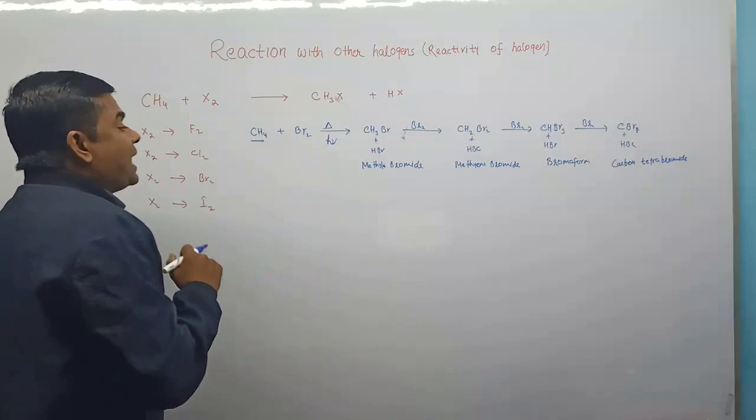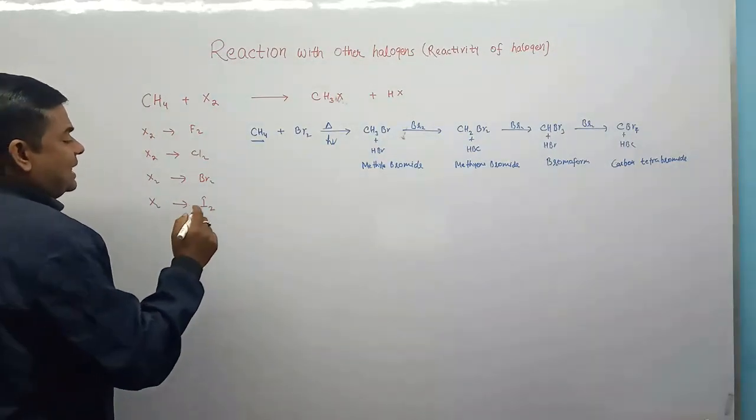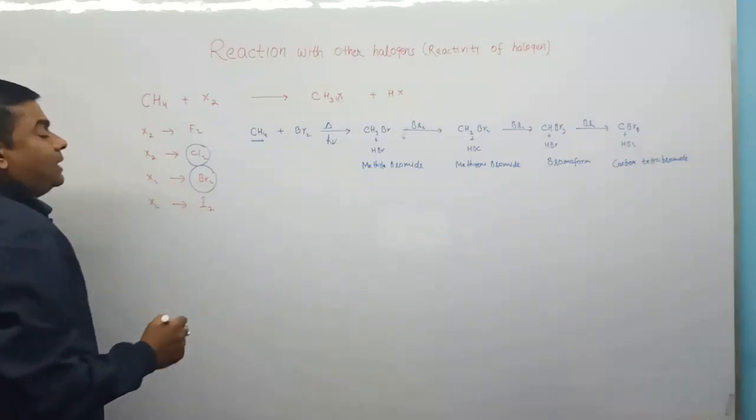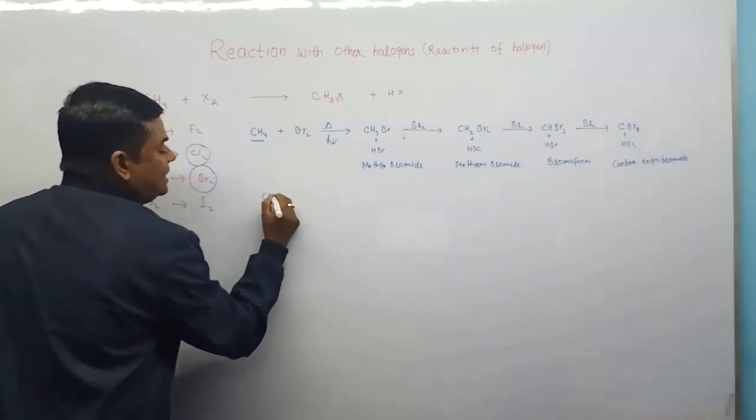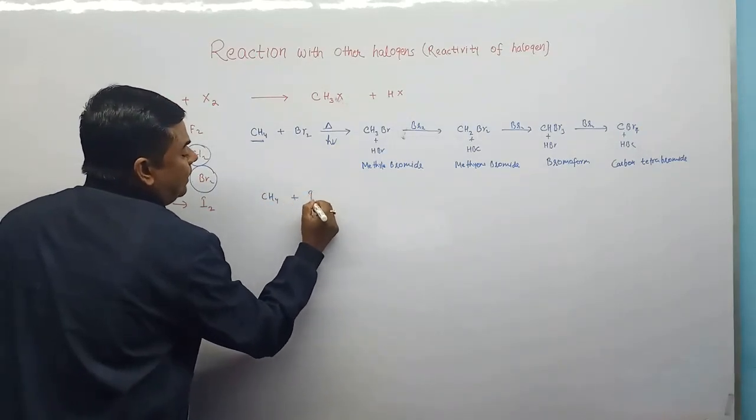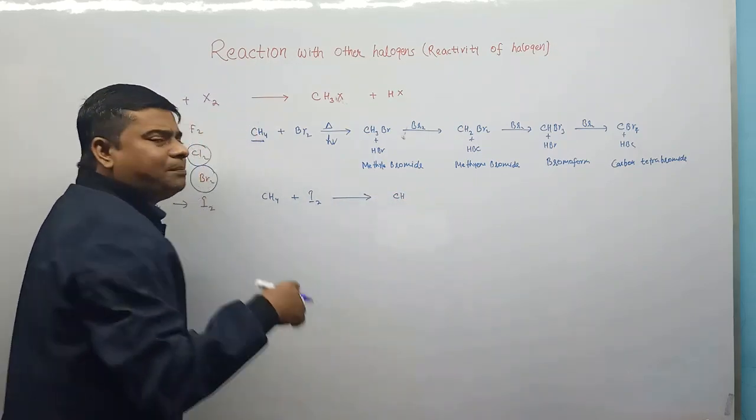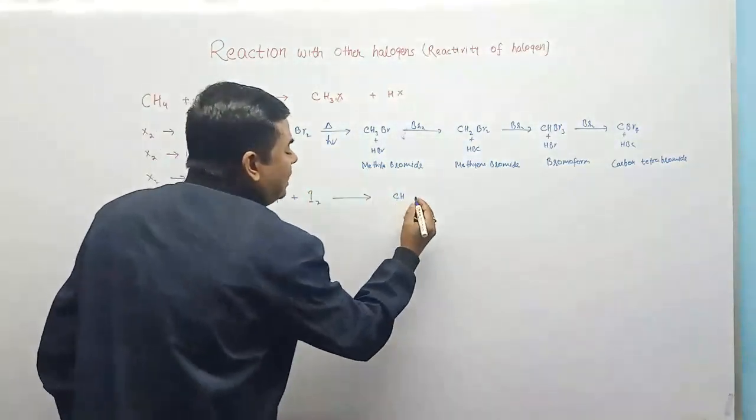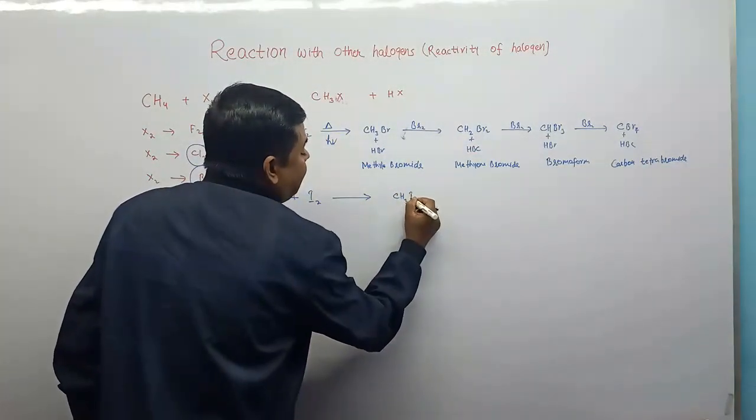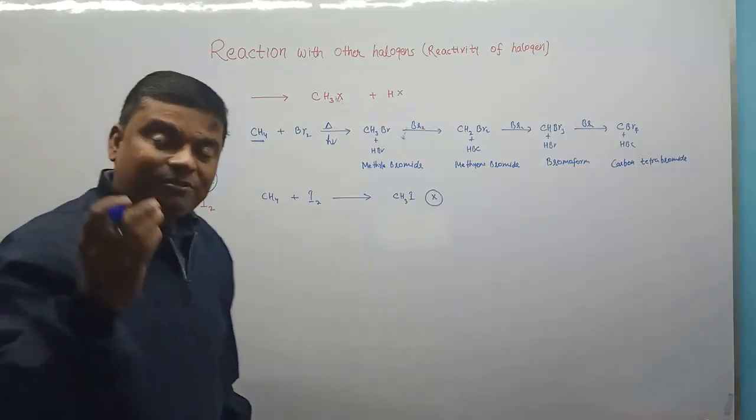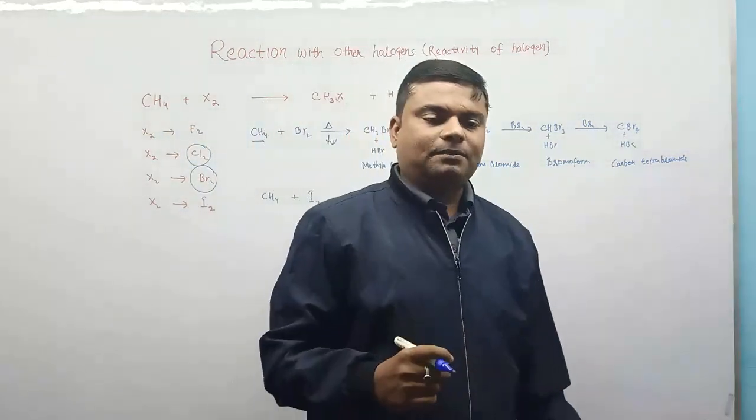Here we see the reaction with chlorine as well as the reaction with bromine. If we treat methane CH4 plus iodine, we do not get any product, or if we get the product it is very low. So we have CH3I, and this does not proceed further. Why? We will see in the reaction mechanism.